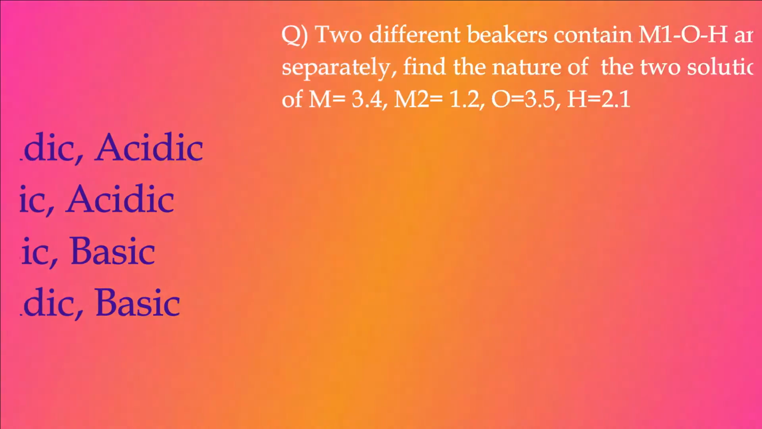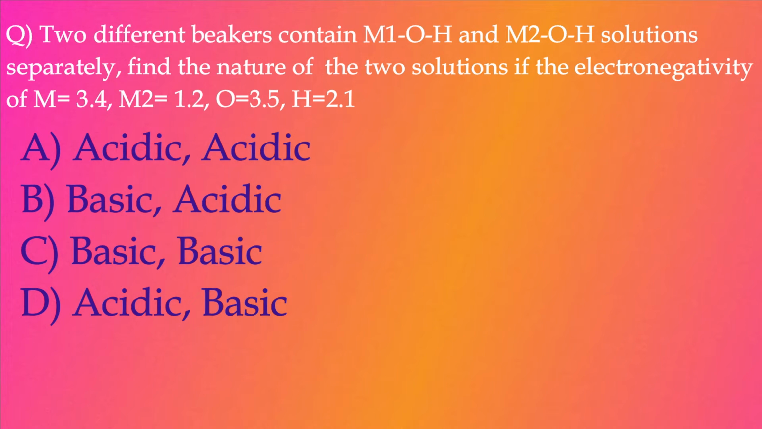Now let us see the next question. In this question, two different vessels contain M1OH and M2OH solutions separately. Find the nature of the two solutions if the electronegativity of M1 is 3.4 and M2 is 1.2, oxygen is 3.5 and H is 2.1. Option A: acidic and basic. Option B: basic and acidic. Option C: basic. Option D: acidic and basic.